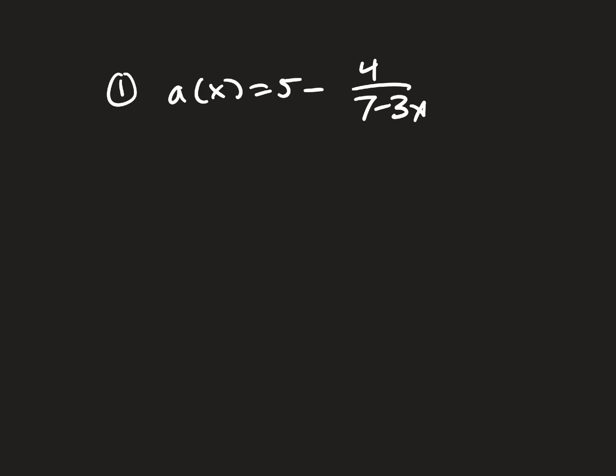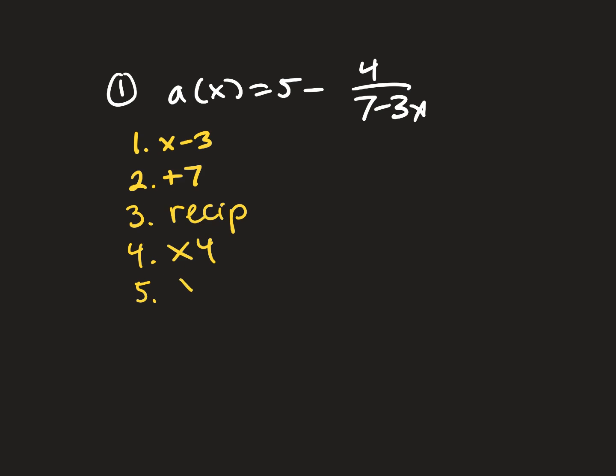First let's put down the steps of how this function came to be. Starting with x, you would multiply by -3, then add 7, then take the reciprocal because you need it to be in the denominator, and then multiply by 4, multiply by -1, and add 5. That would get us the function we currently have. Okay, so let's undo it.